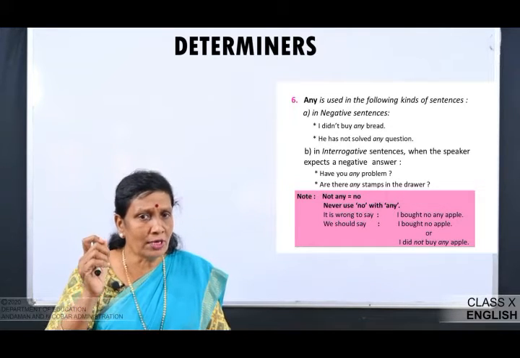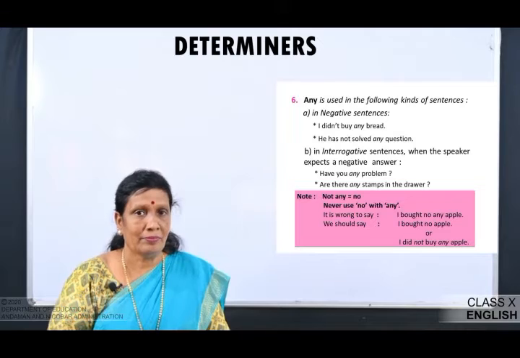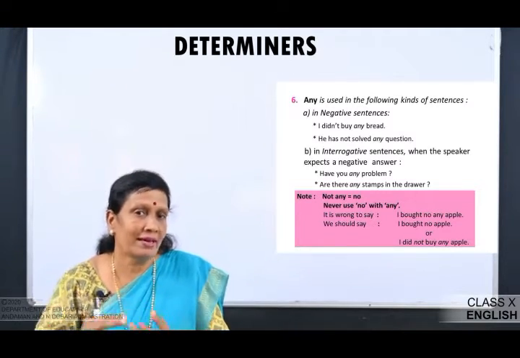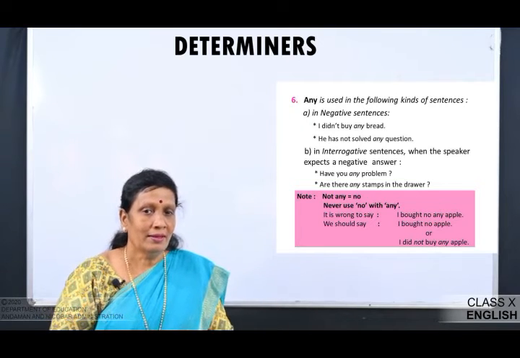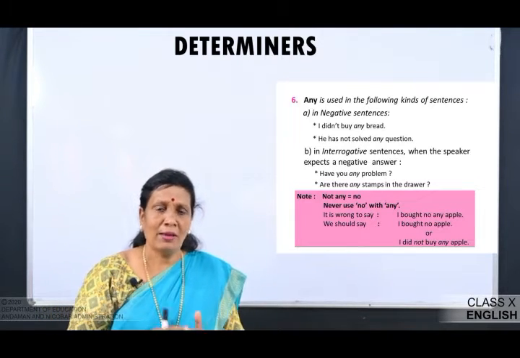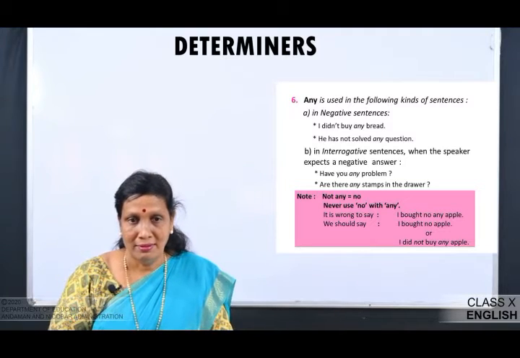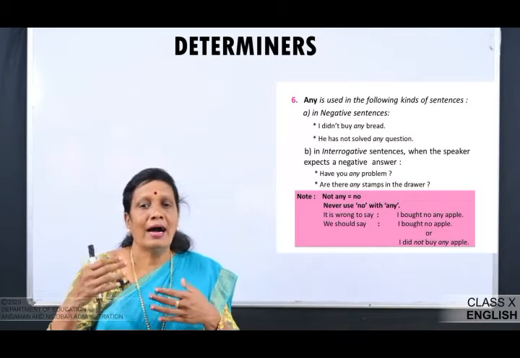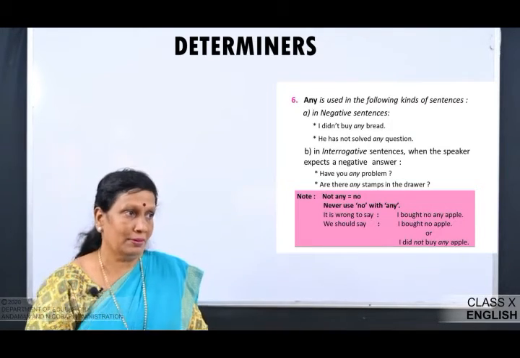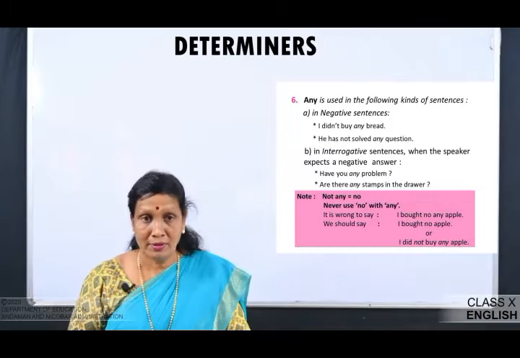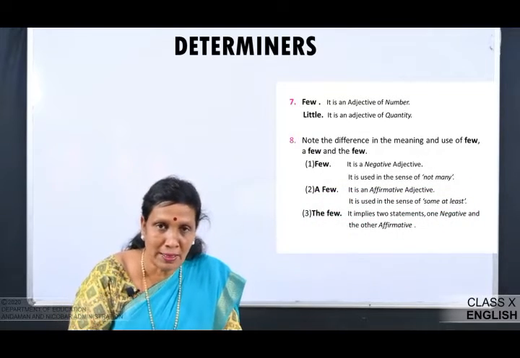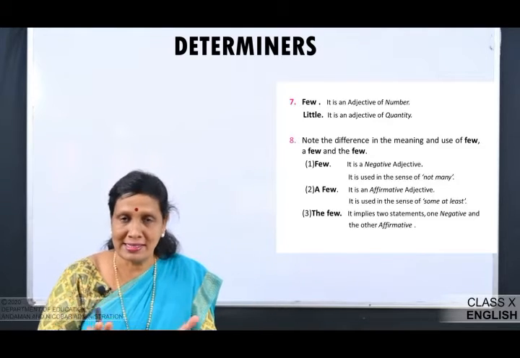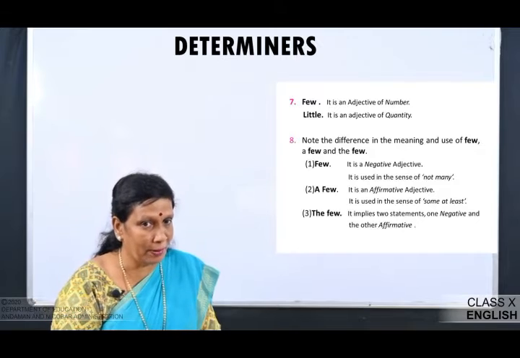Now, you have to remember, children, not any, no. Okay? We must never use no with any. For example, it's wrong to say, I bought no any apple. Instead, we should say, I bought no apple, or I did not buy any apple. Okay? Children, are you with me? I hope you all are attentively listening to me and trying to understand the determiners along with me.